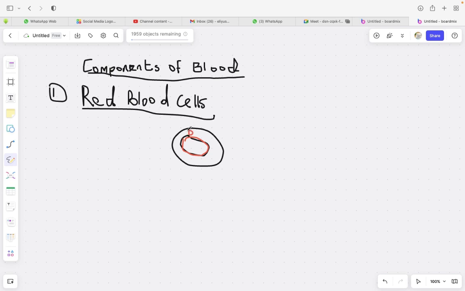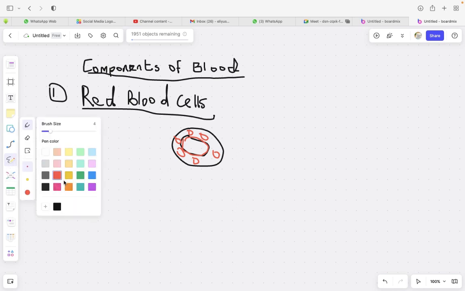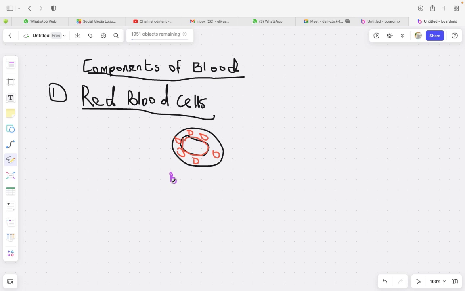The middle looks as if it has been scratched. These are red blood cells. For these reasons, they are called the biconcave disc. Biconcave disc.